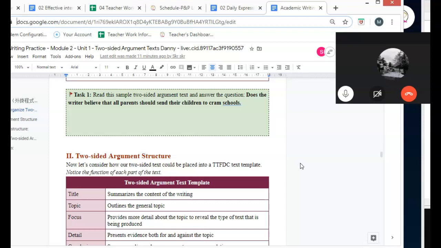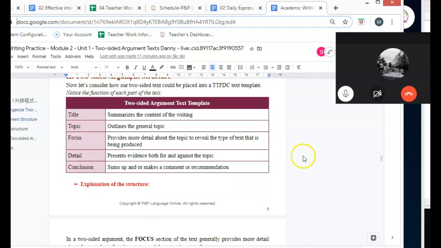All right. So let's start. Ready? Okay. So tonight we will be on number two, part two, two-sided argument structure, right? Yes. Okay. So here the title summarizes the content of the writing, and then the topic outlines the general topic, and then the focus is about the detail and the conclusion.